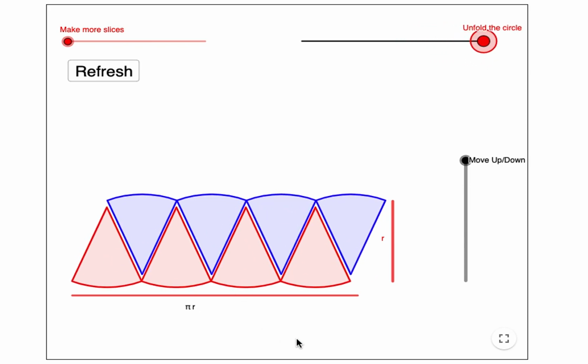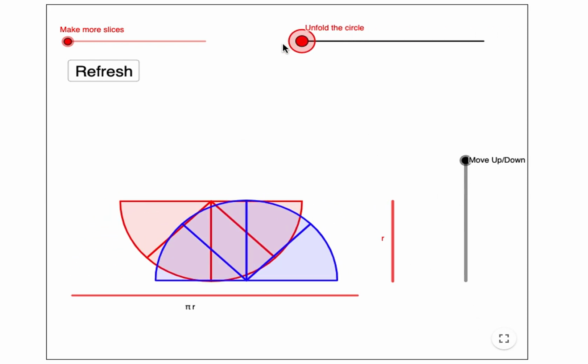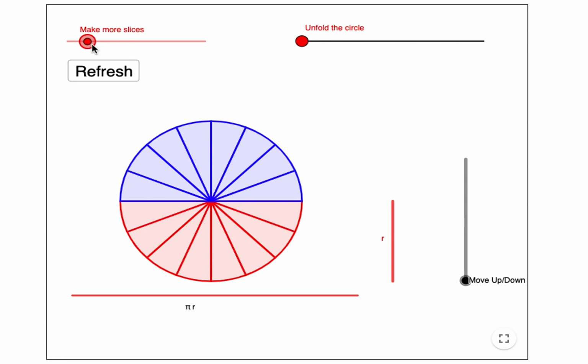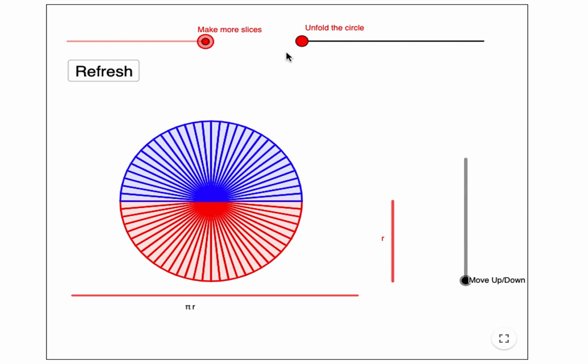it looks like this, right? It's not exactly a rectangular shape yet, but we can see that, oh, it is pretty close to pi r of the base and height of r, right? But if I cut more slices of a circle, I'm gonna go back and show you more slices like this. Compare that with the previous one. I still have a pi r here and r here because I have half of circumference and radius, right?